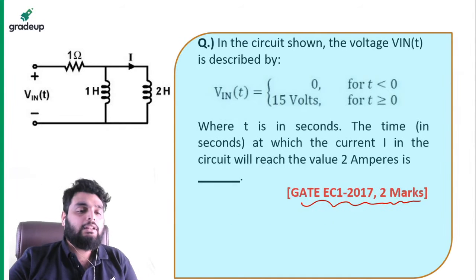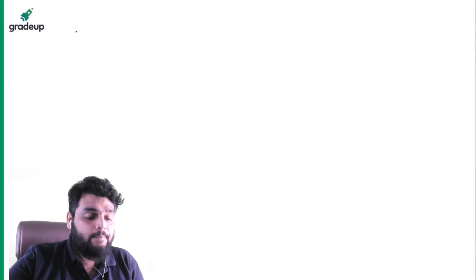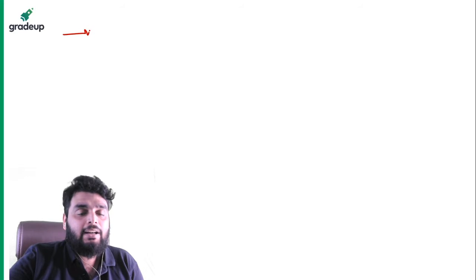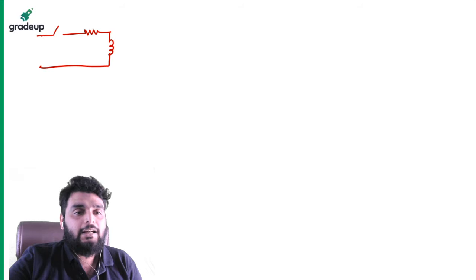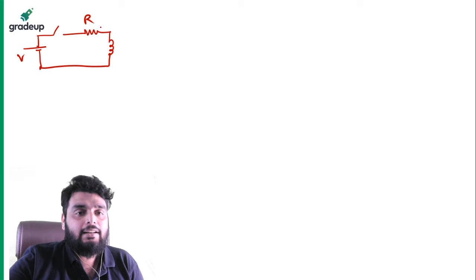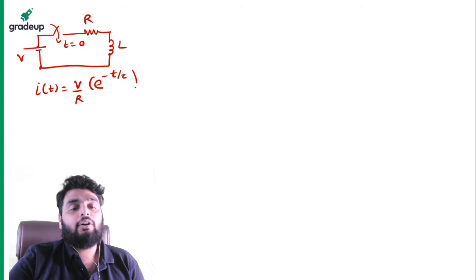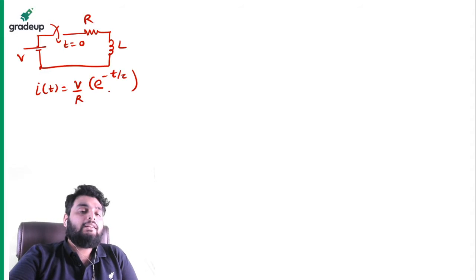Okay. So to solve the question, one thing you should know. If I have an RL circuit, such that here I have a switch, voltage V, R, L, and the switch is closing at t equal to 0, then the equation of current i(t) is equal to V by R e raised to power minus t by tau. This is the equation of current. Am I right?